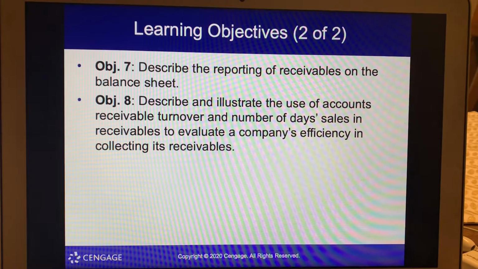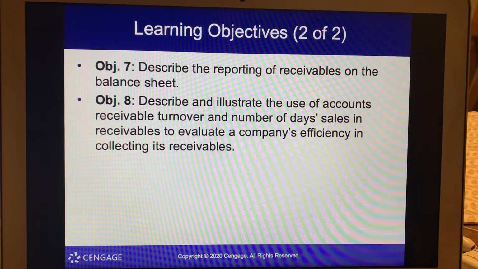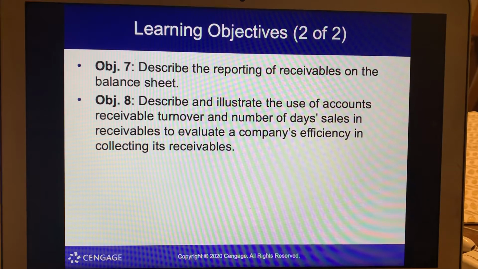Next, describe the reporting of receivables on the balance sheet. Describe and illustrate the use of accounts receivable turnover and number of days' sales in receivables to evaluate a company's efficiency in collecting its receivables.